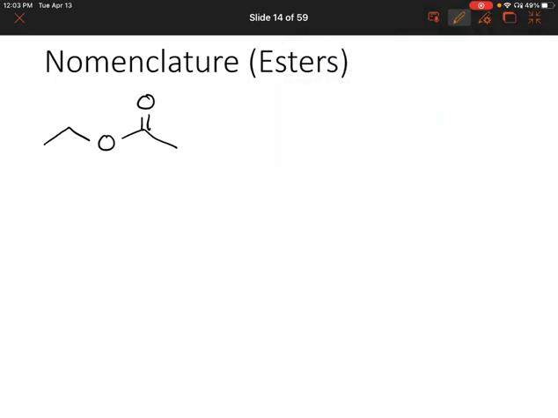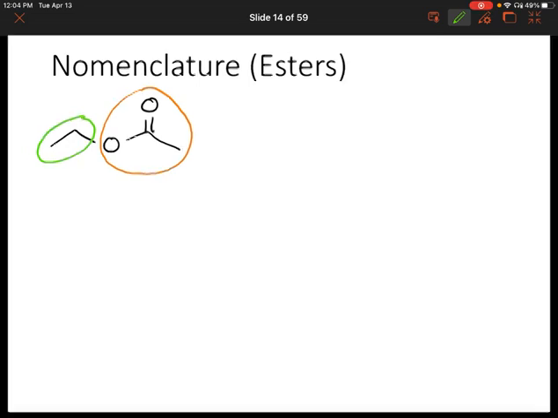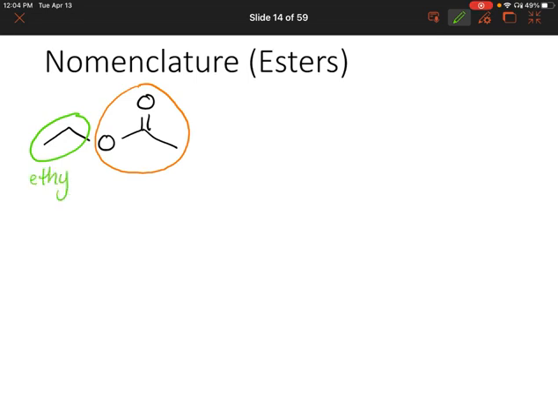So in this molecule, this section that I just circled in orange would be our original carboxylic acid. We're just missing the hydrogen. And then we also want to take into account this group that replaced the hydrogen on our carboxylic acid. It looks like we have a 2-carbon group there, so that would be ethyl.